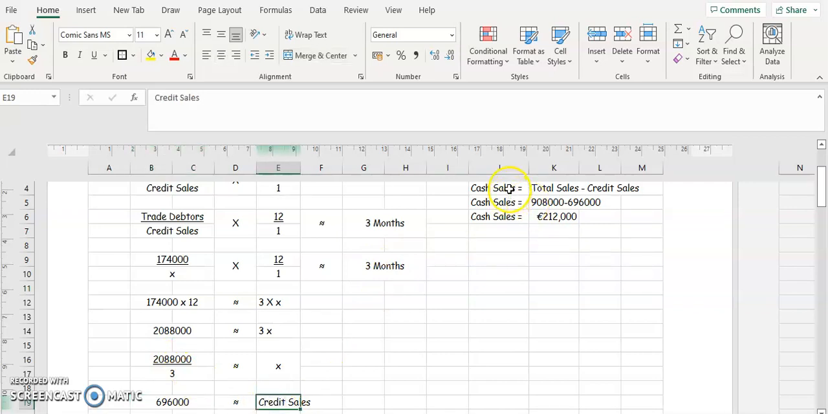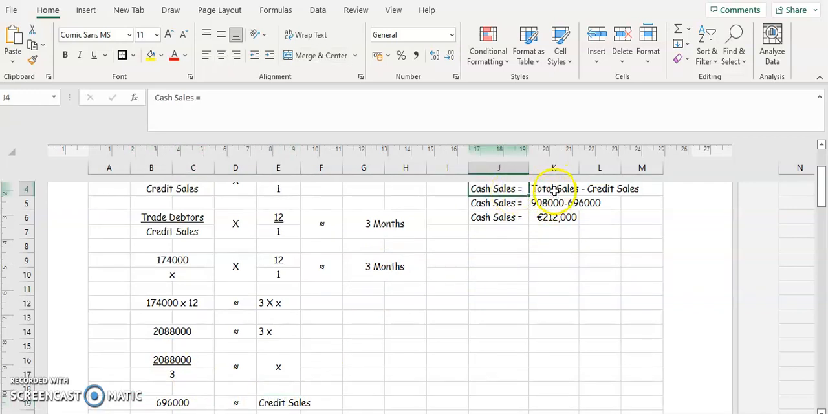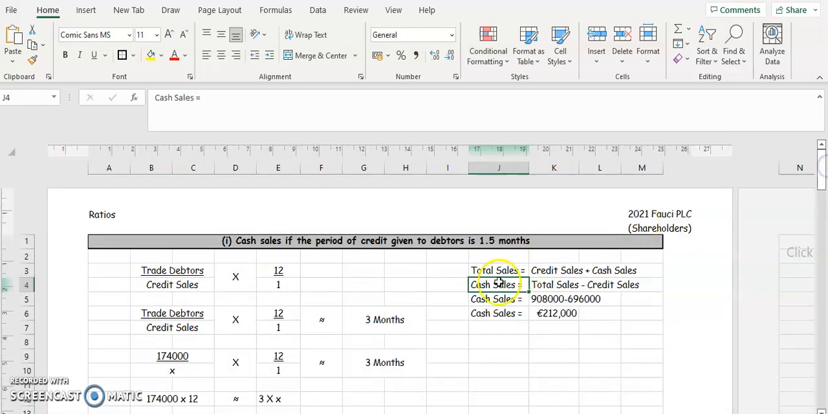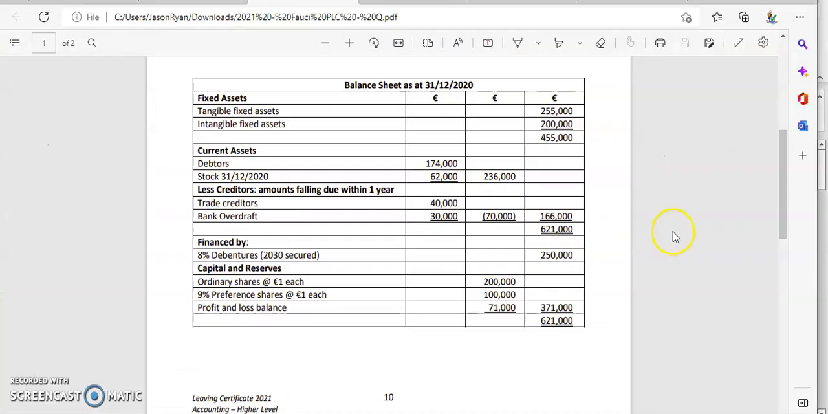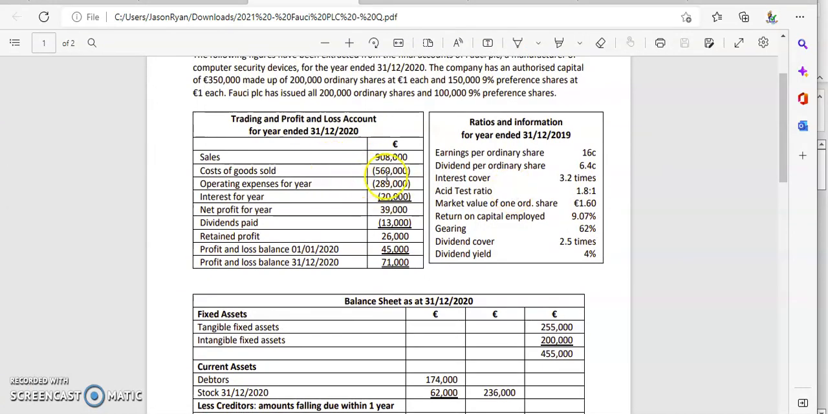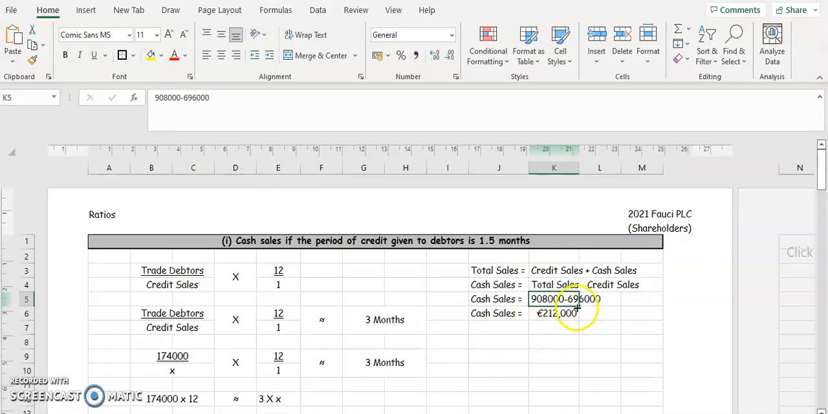So we said earlier on at the start of this that our sales is equal to cash plus credit sales. So we're just going to rearrange this. It says we're looking for cash sales. So that means cash sales is going to be equal to total sales minus credit sales. So have a look and see what our total sales is in the question. You're going to go back to your profit and loss. It's 908,000. That's our total sales. You calculate our credit sales, which is 696,000. So you're going to take one away from the other, and that's going to give your cash sales. So your cash sales is 212,000.